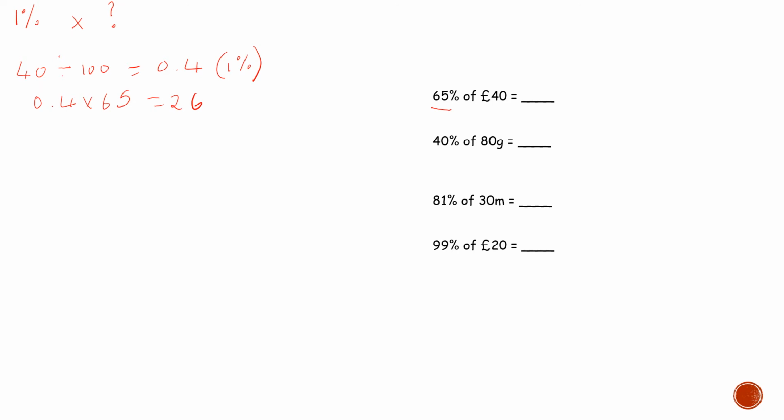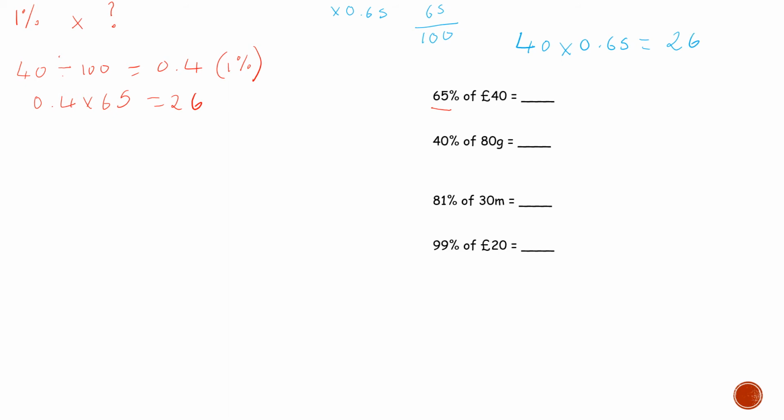Another way that I can do it is to times it by 0.65. And the reason that I would do that is because 65% is 65 over 100. And 65 over 100 is 0.65. So if I tapped into my calculator, 40 times 0.65, it would also give me 26.